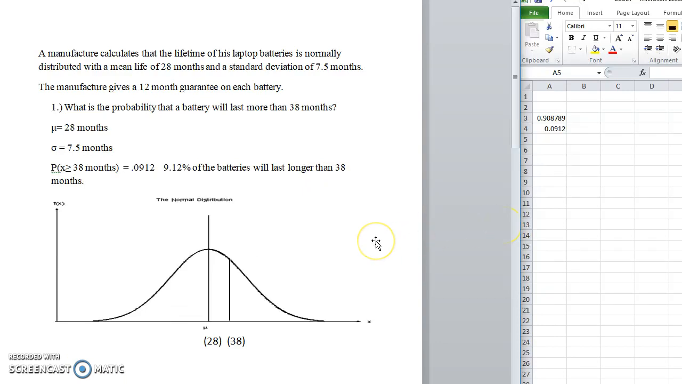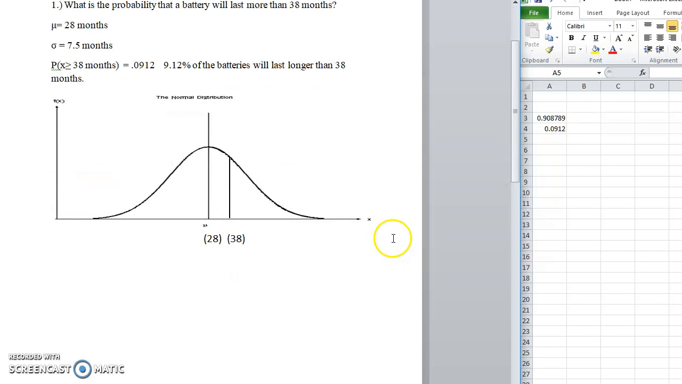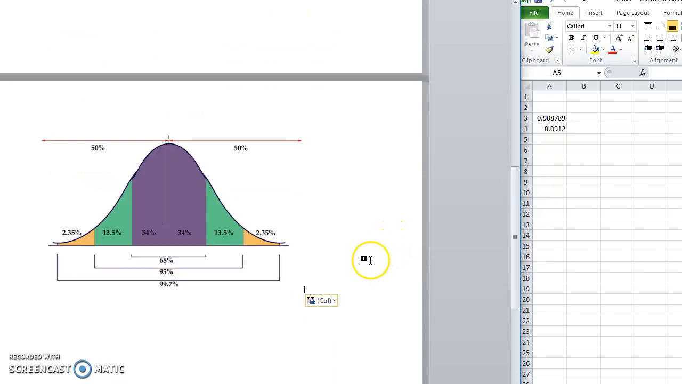Now, when we're given a problem like this, and they give us a standard deviation and tell us that it's normally distributed, we can apply the empirical rule to it, which says that 68% of the data will be within 1 standard deviation of the mean, and 95% of the data will be within 2 standard deviations of the mean. And if we scroll down here to this picture, it shows what I'm talking about. So we see that the mean is right here in the center, which was our 28 months, and the number that we were given, 38 months, is within 2 standard deviations of the mean, which is right about there.